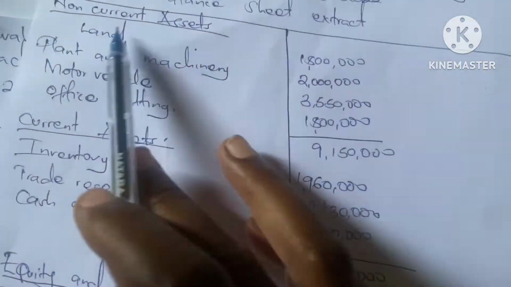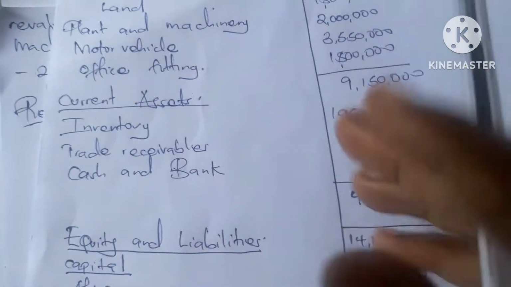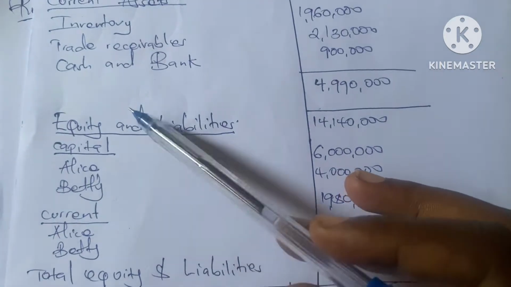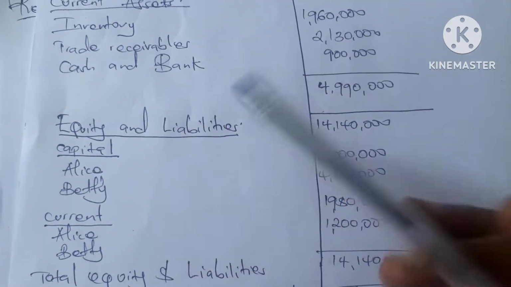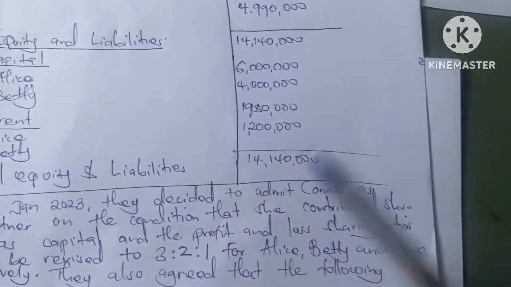So we have the non-current assets, those ones, current assets, those ones. Then we have equity and liability for Alice, Betty. We have the capital account and then the current account. Yeah, so that is the balance sheet extract.